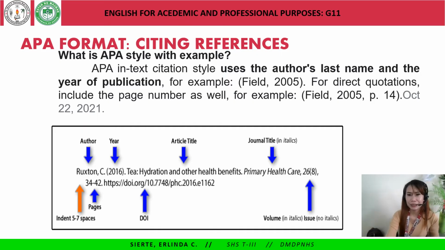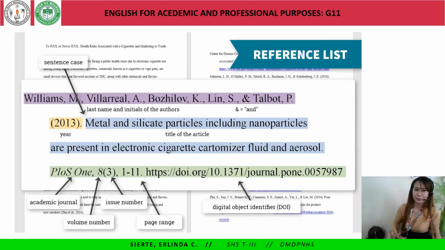So here is the example, and here is how you are going to cite your reference list. First, let's have the author's name. How to write it is, first, the full name: Williams M, Villarreal A, Boshelov K, Lynn S, and Talbot P. Alright, so that is the name of the author.